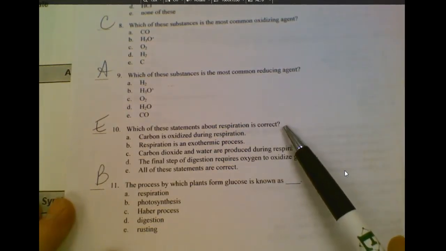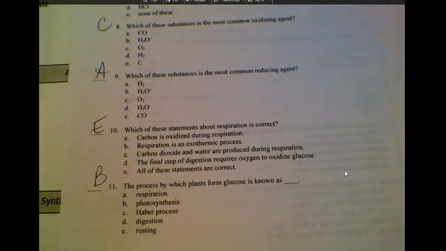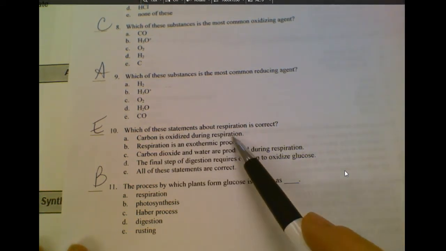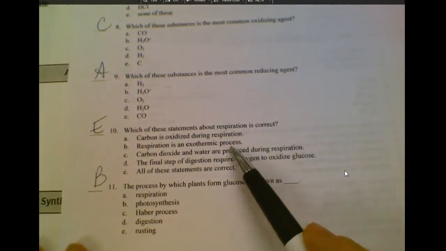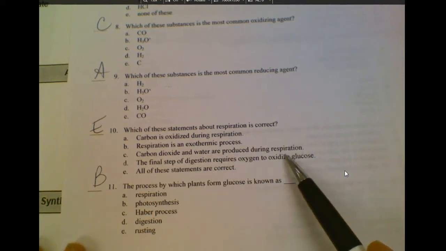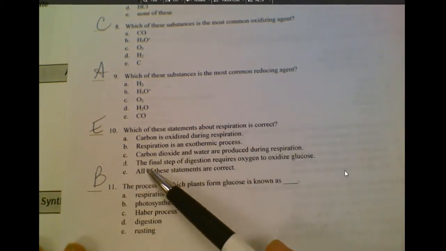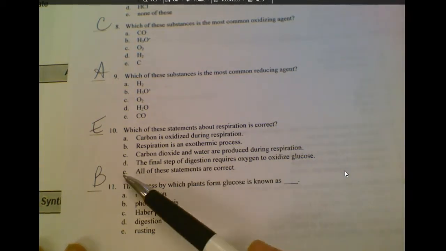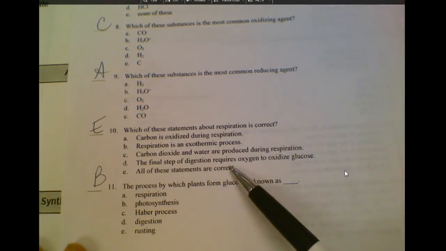Last two on this page, 10 and 11. Which of these statements about respiration is correct? And you can be guaranteed I'm going to ask at least 1 or 2 questions on photosynthesis and respiration. So if we look at number 10, carbon is oxidized during respiration. That's correct. Respiration is an exothermic process. That is correct. Carbon dioxide and water are produced during respiration. That is correct. The final step of digestion requires oxygen to oxidize glucose. That is correct. So the answer would be E, all these statements are correct.